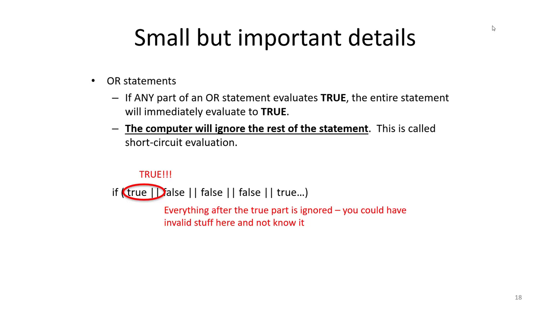So if any part of an or statement evaluates true, the entire statement will immediately be read as true. The computer is not going to bother to read the rest of the statement. So the rest of the stuff in that statement could even be false, and the computer wouldn't care. It wouldn't even read it. This is another example of what's called short circuit evaluation. So be mindful of this rule. Every once in a while, you might need to be careful of this when designing your Boolean statements.